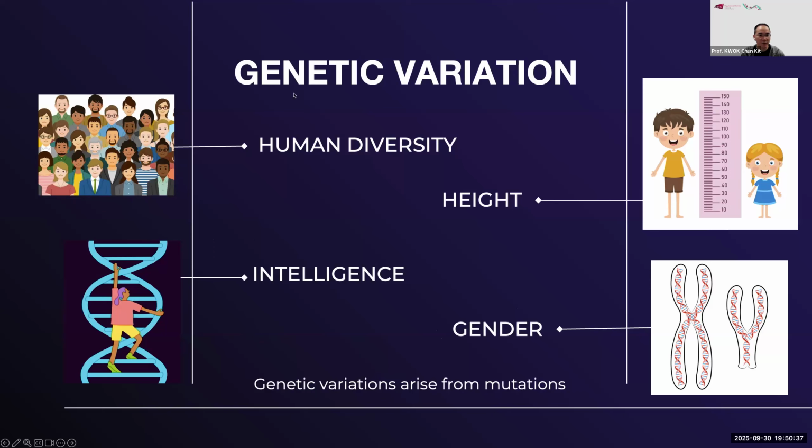And then there's genetic variation. Everyone's DNA is slightly different. This makes each one of us unique, and that's why you will see different types of people, who have some similarities and some differences, for example in terms of height, intelligence, gender, etc. And genetic variation can arise from mutation.